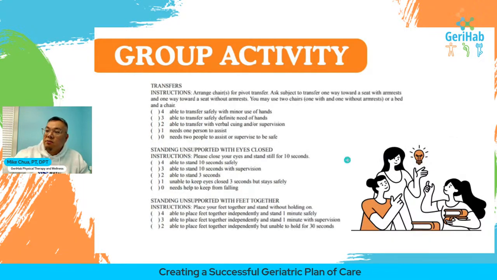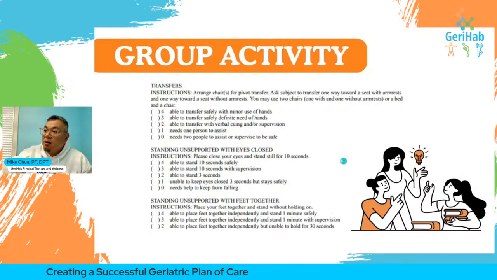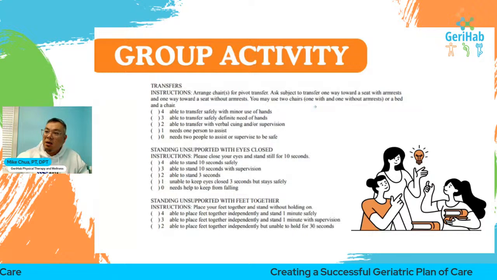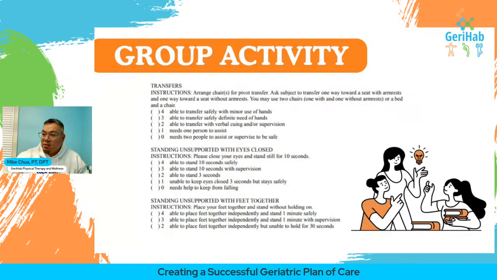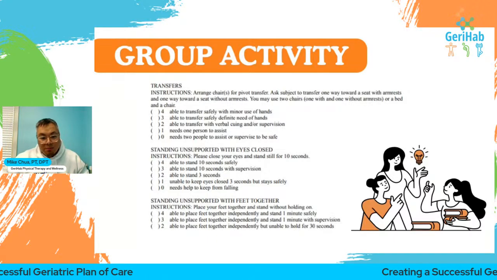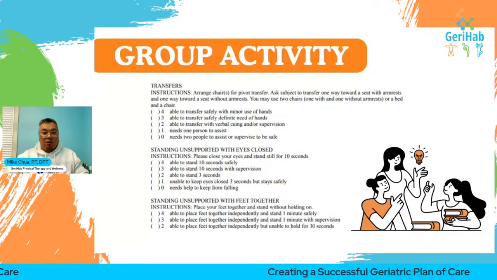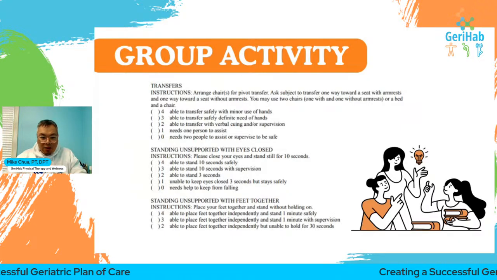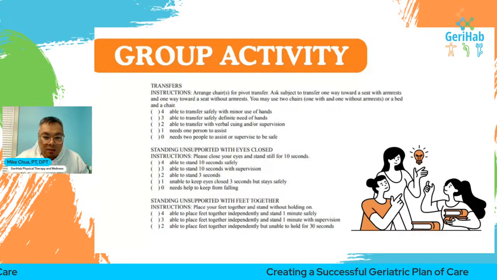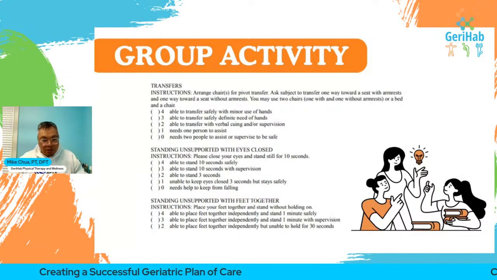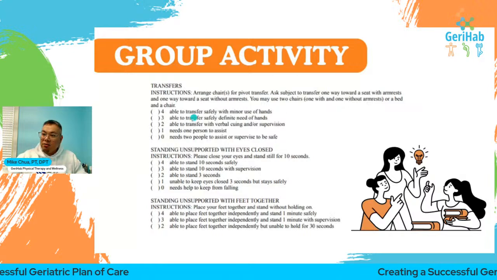Okay. Transfers. Remember, we talked about transfers. Arrange the chair for pivot transfer. Ask the patient to transfer one way towards the seat with armrest and one way toward a seat without an armrest. Yeah. So what I do is ask them, okay, can you stand up, move to this bed, move to this mat? You know, so in our evaluation room, we have a chair with armrest, and I would ask them, hey, can you stand up and go to this massage bed or this mat and sit up for me while I check their blood pressure and everything, right? And then from there, I can see how they move around, right?